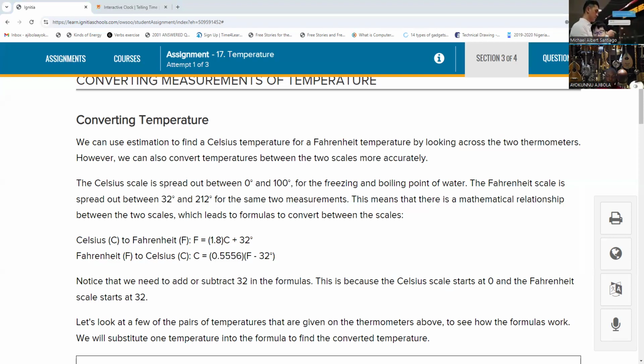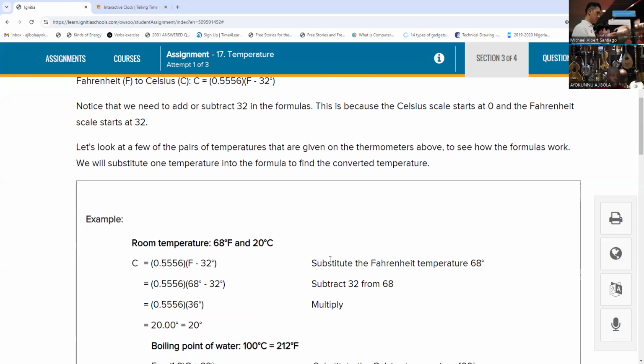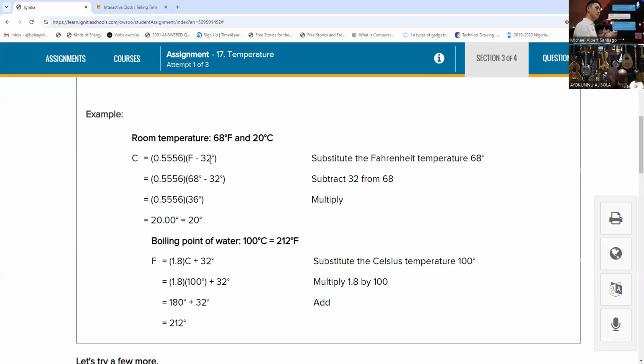Let's go to the next page. Yeah, so let's look at these examples. Room temperature 68 and 20. So substitute the Fahrenheit temperature 68, then subtract 32 from 68 and multiply. So if we want to find the room temperature in degrees C, what we're going to do is say 68 minus 32, then we'll multiply by this constant, okay?